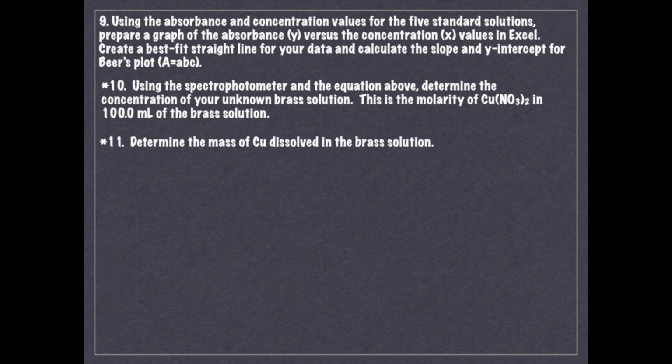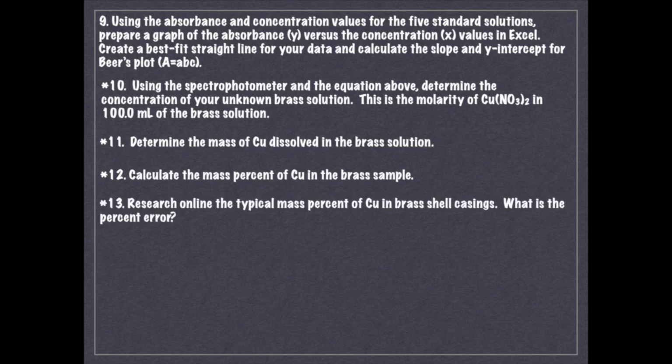From that information, from your concentration that you figure out using Beer's plot, then you need to determine the mass of copper that dissolved in the solution. Then you need to calculate the mass percent of copper in the brass, which you can totally do, and then you're going to research online what a typical mass percent of copper looks like, right? How much copper is typically in brass shell casings. Once you find an accepted value, then you're going to find the percent error.